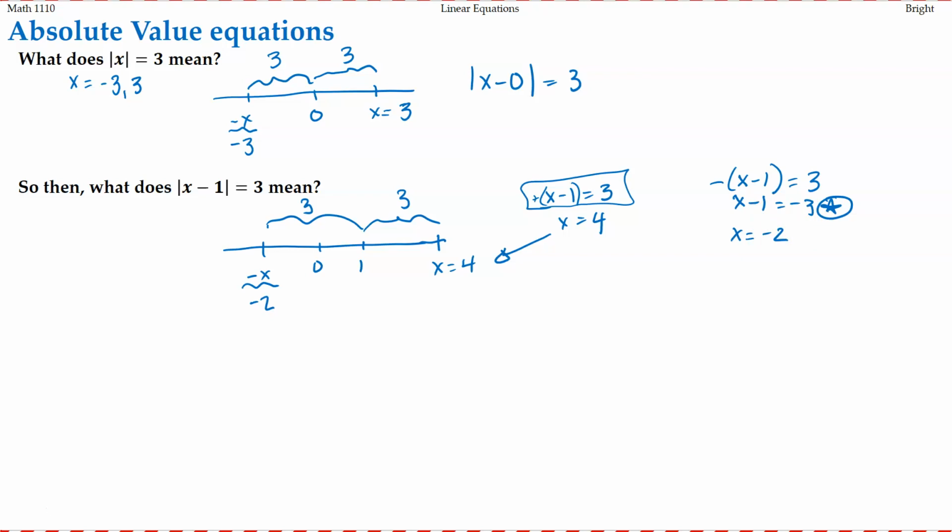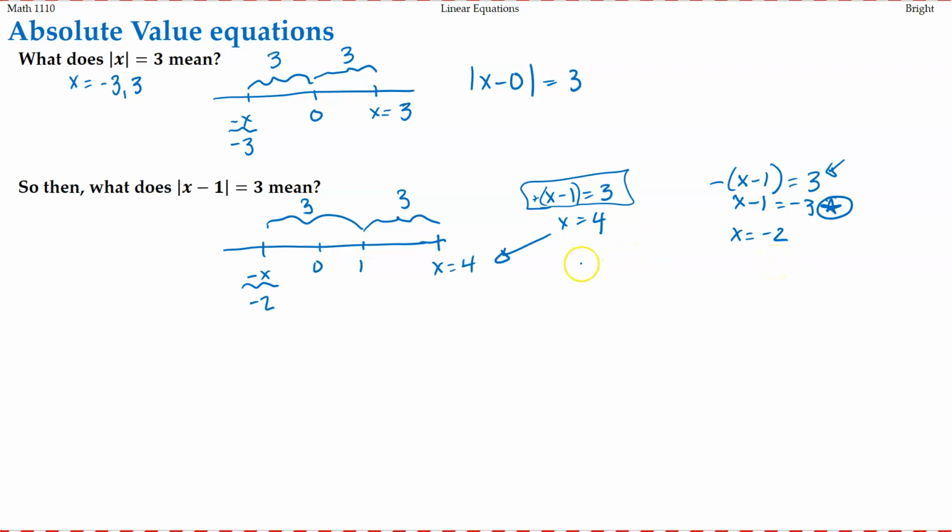Now, as a mathematician, I very rarely start with this negative parentheses x minus 1 is equal to 3, just because I've had enough practice and I automatically go to the second equation. If you need to, great. There will be some instances, particularly in online computer algebra systems, where they're going to want you to start up here at this negative format. Just be aware.